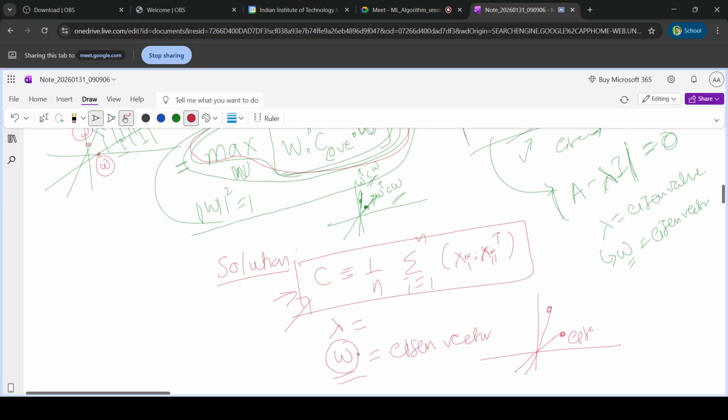Then calculate the lambda, this eigenvalue, and then after this lambda you will get the corresponding eigenvector. The maximum lambda gives the eigenvector. So that is the actual W in which you are interested. That W will give me the best line here. So this is the best line. Instead of this, I will choose this best line.